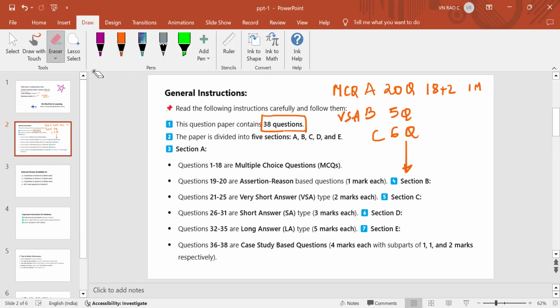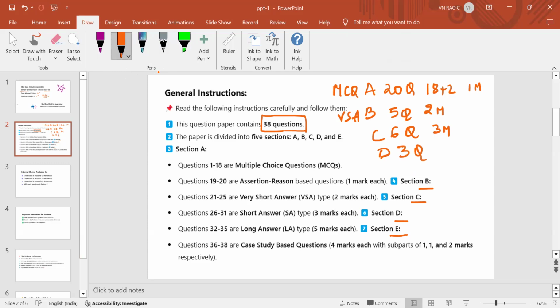Now, let me put a tick mark here. So this is section B, section C, section D, and section E. So this is of each of 2 marks question, and this is each of 3 marks question. And section D contains long answer questions. It is 5 marks questions, and it has 32, 33, 34. There are 3 questions here.